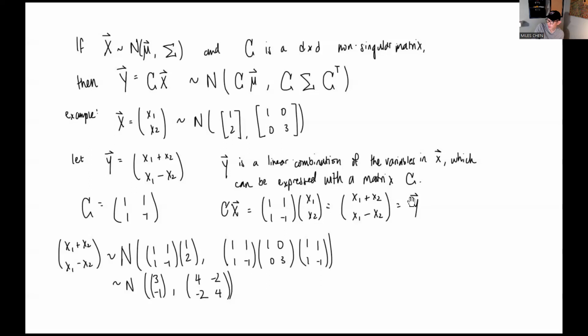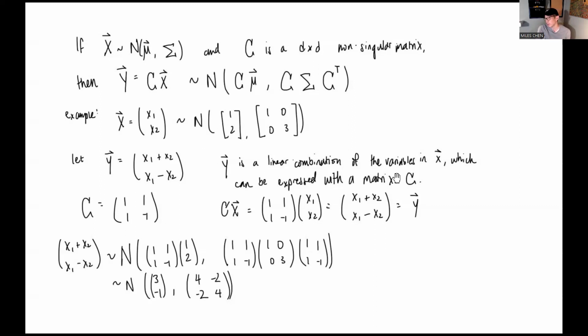And so what is the mean going to be? I take C and multiply it by my mean vector 1 and 2. So on the top, I do 1 plus 2, and I get a mean of 3. And on the bottom, I do 1 minus 2, and I get a mean of negative 1. So Y will have a mean of 3, negative 1.